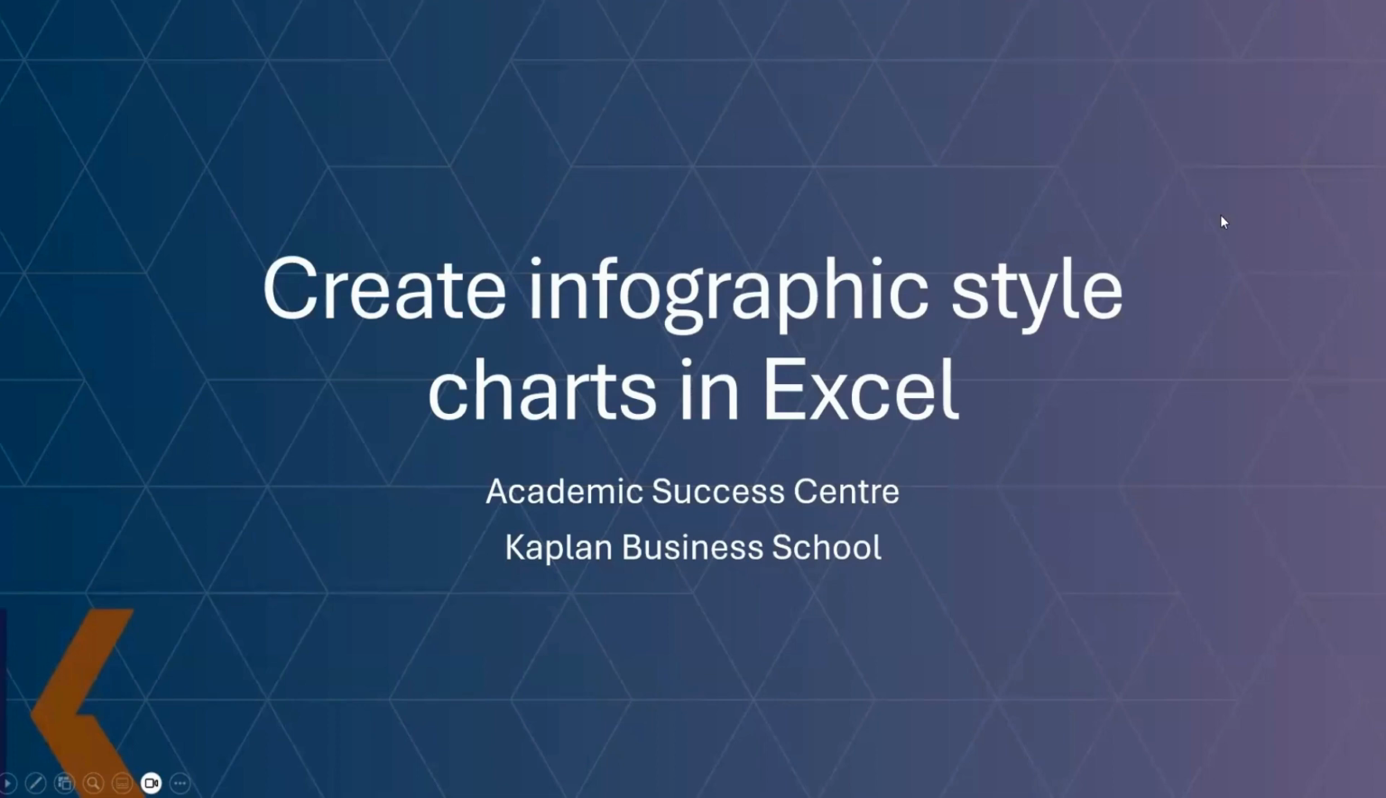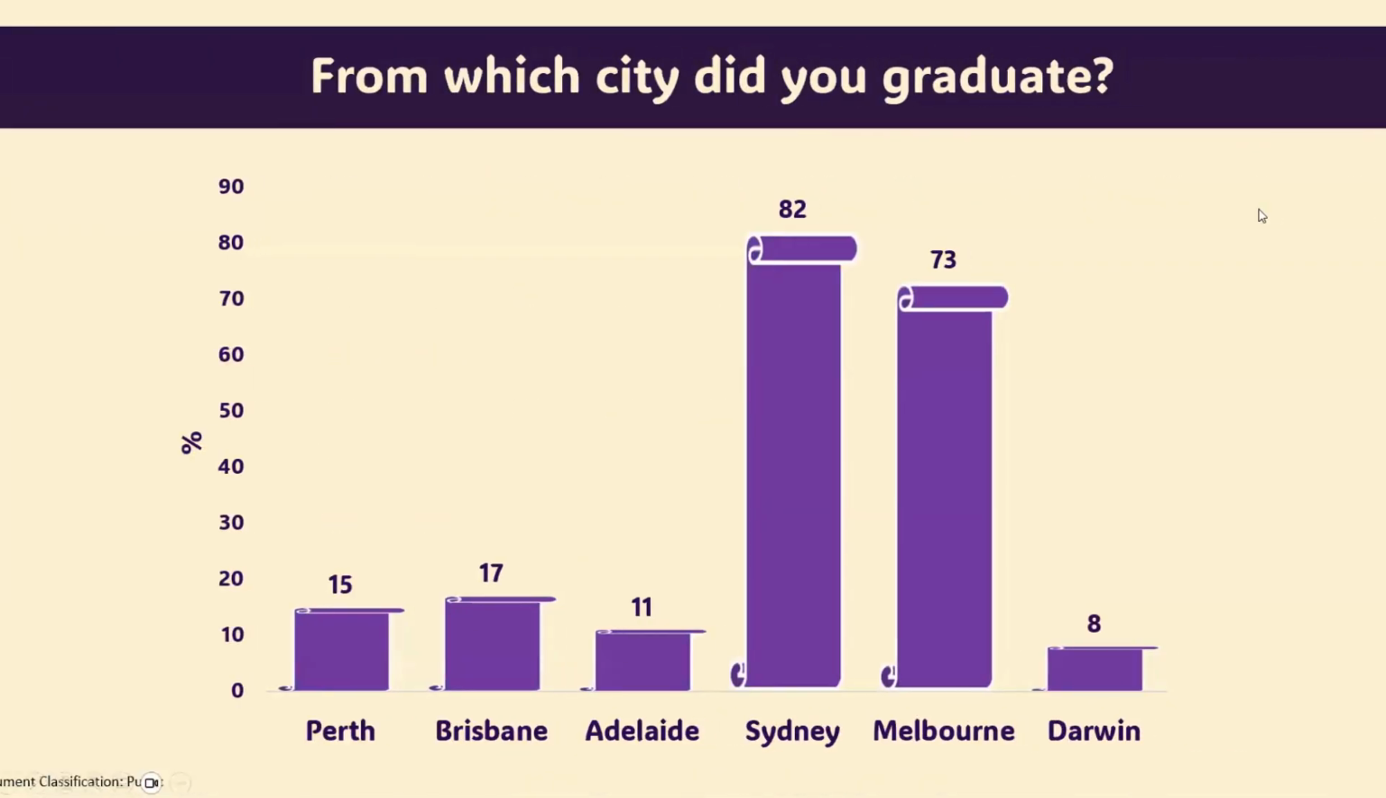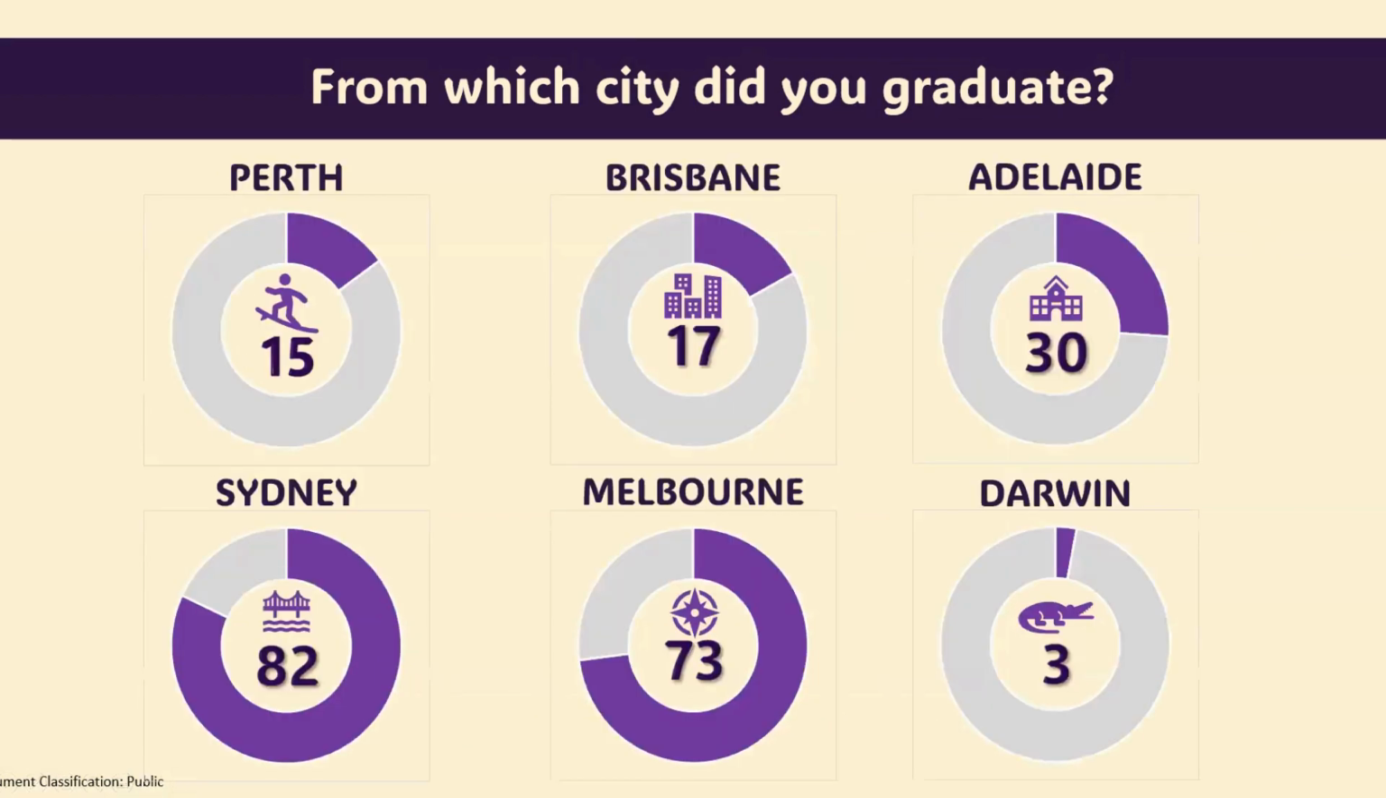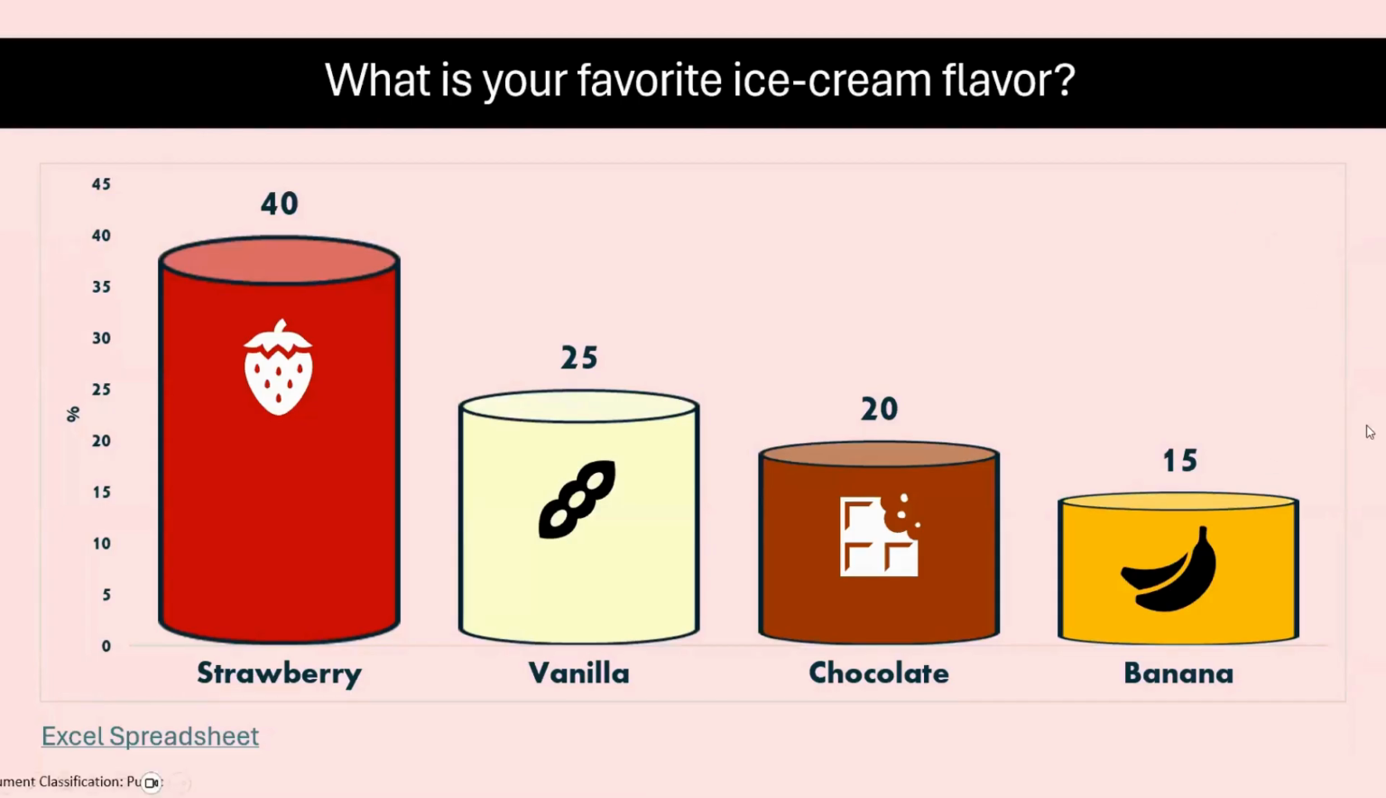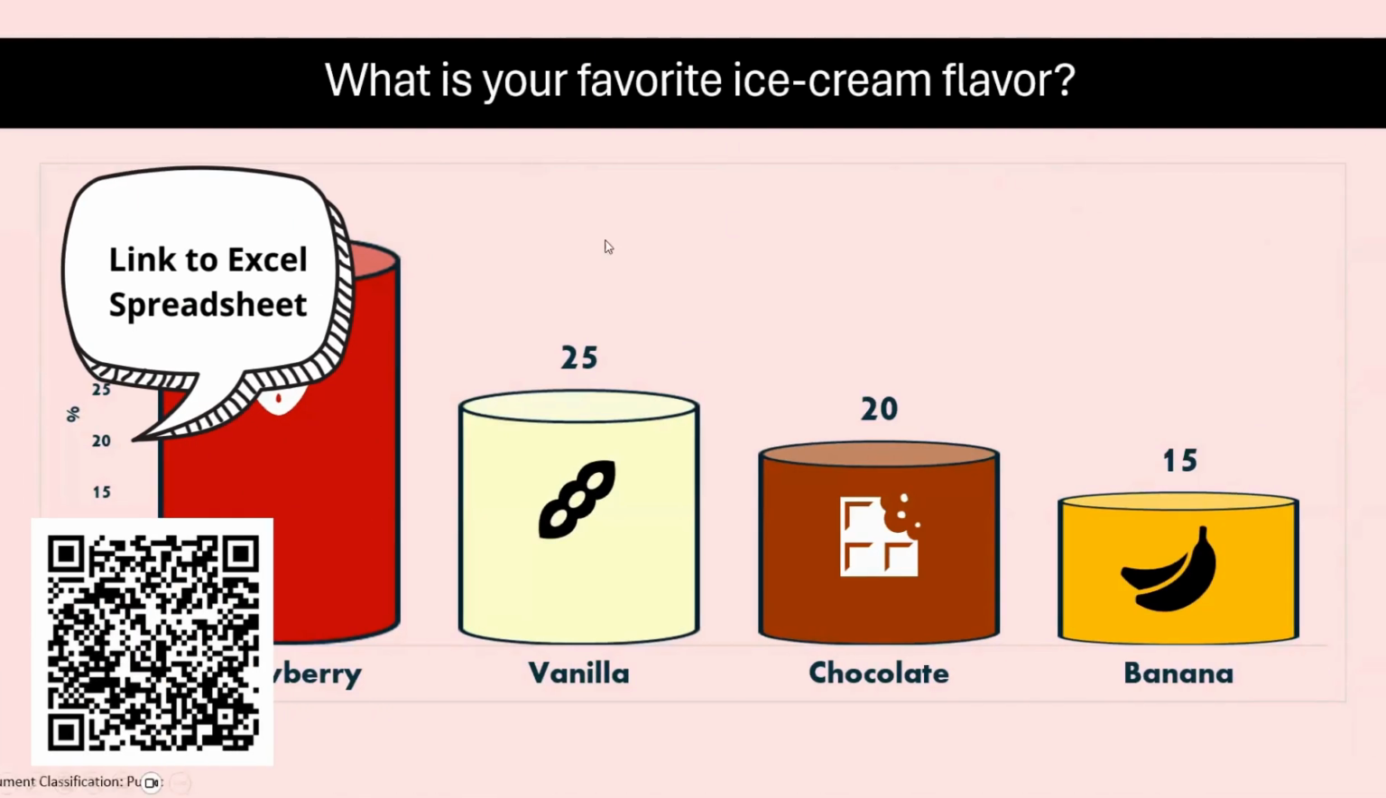In this tutorial, I'm going to explain how you can create infographic style charts using Excel. I'm going to show you how to create two different charts. First one is a column chart. Second one is a donut chart. For this practice, we're going to create this chart, which is your favorite.